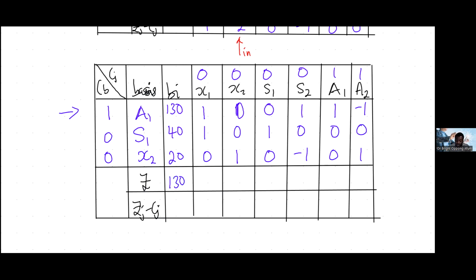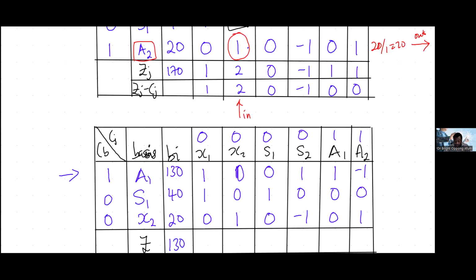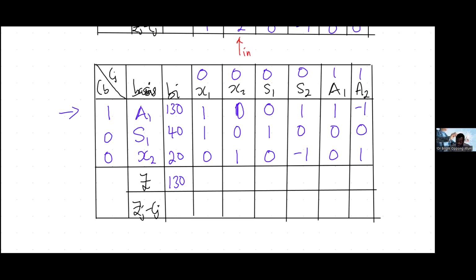The Z will now be 130 here. We are minimizing, so it's reducing. It's reduced from 170 to 130, which is fine. This is 1. This is 0, because x2 is in solution. S1 is supposed to be 0 because it's in solution. So keep that in mind. S2 is not in solution, so we have this 1. A1 is in solution, so 1, 1, 1, 1, A2, 1, -1 here, right?